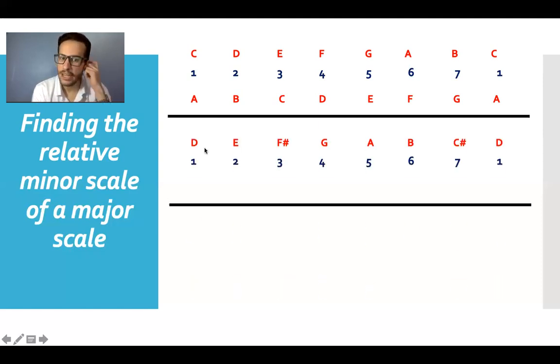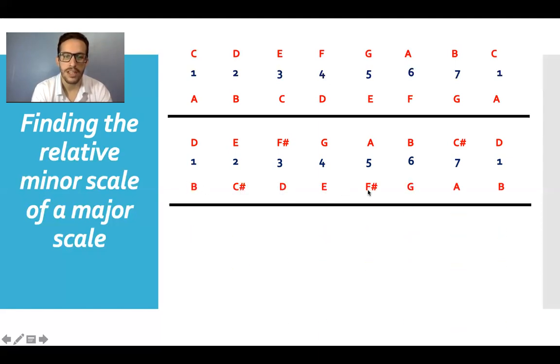Here we have the D major scale. Here you have D, E, F sharp, G, A, B, C sharp, D. The D major scale has two sharps, F sharp and C sharp. Again, we put the numbers here and we count 6 from D: 1, 2, 3, 4, 5, and 6. We are at B. So we write the same notes, but now we're going to start on B. Okay, and we get this.